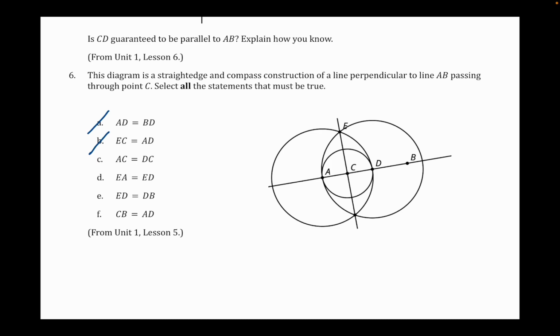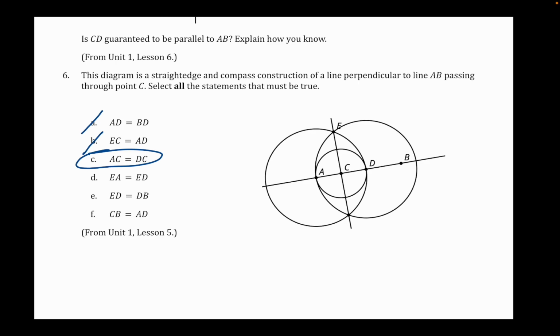AC equal to DC, so AC equal to DC, yes, because if C is a circle, A and D are both on the outside of it, so that would make AC and DC both radii of congruent circles. So yes to this one.